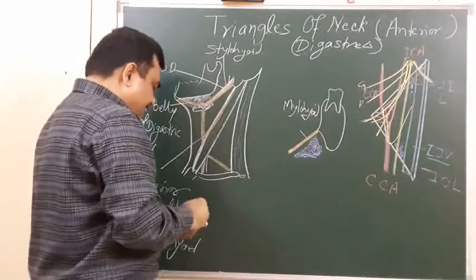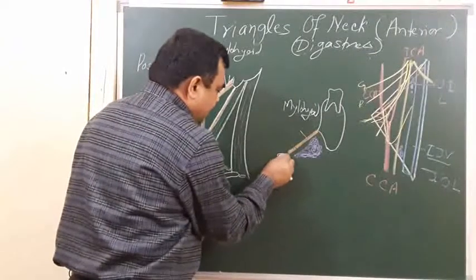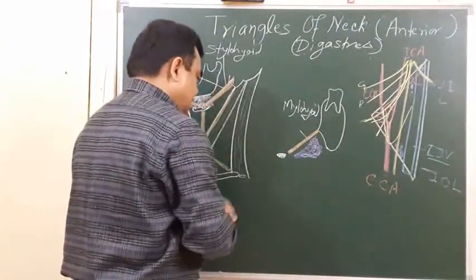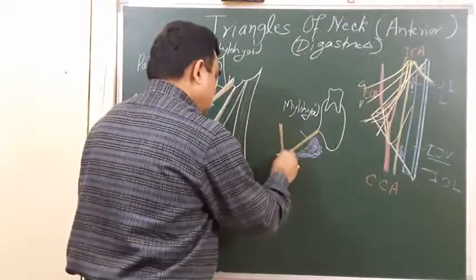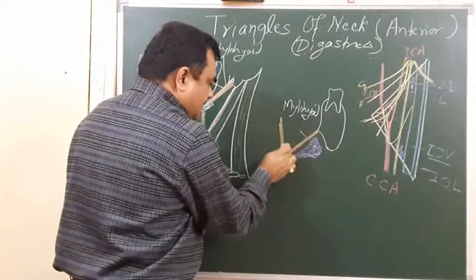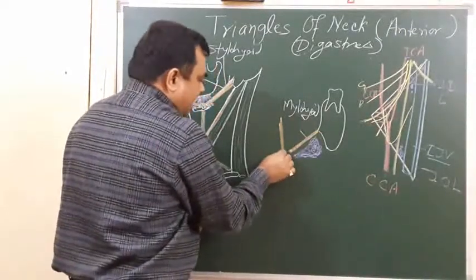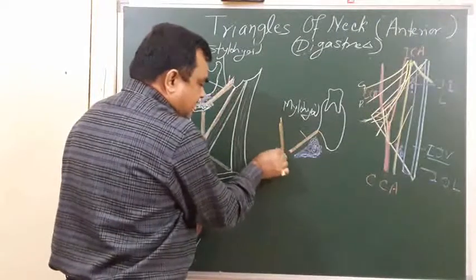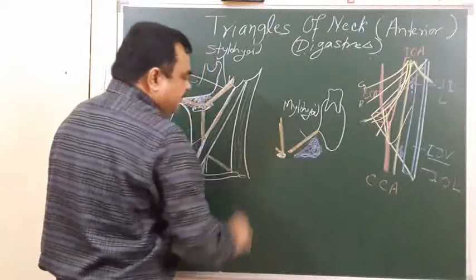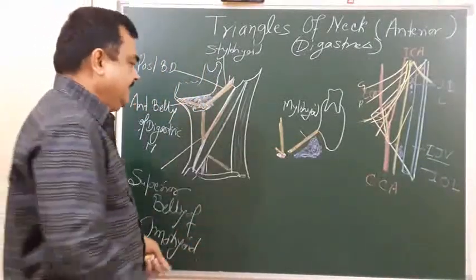In this diagram, here is the position of the hyoid bone. This muscle is hyoglossus. This hyoglossus also takes part in the formation of the floor of this triangle. And here is also the middle constrictor of the pharynx. So this is also included in the floor of the triangle. This is the middle constrictor of the pharynx.